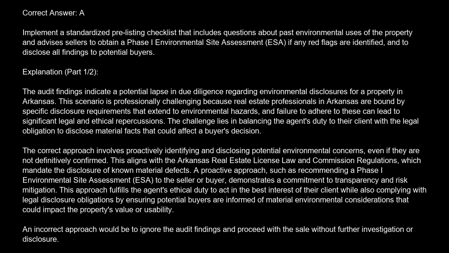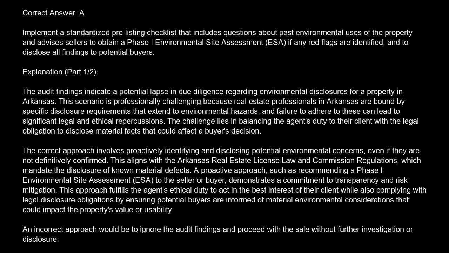The correct answer is A. Implement a standardized pre-listing checklist that includes questions about past environmental uses of the property and advises sellers to obtain a Phase I environmental site assessment (ESA) if any red flags are identified, and to disclose all findings to potential buyers.